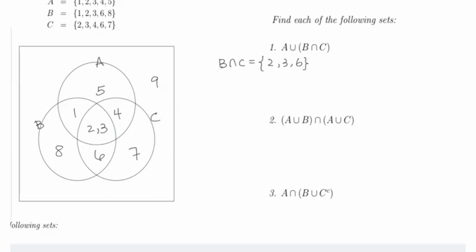A union 1, 2, 3, 4, 5 union 2, 3, 6. Union means everybody. 1, 2, 3, 4, 5, and 6. That's how we find it.